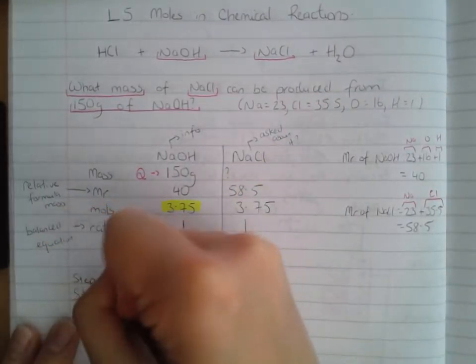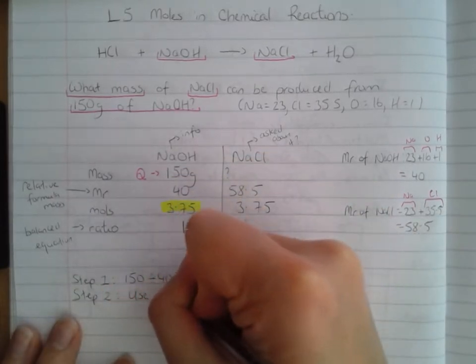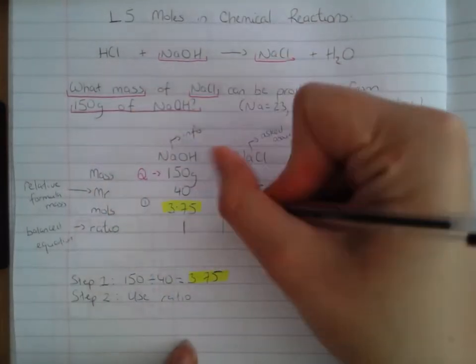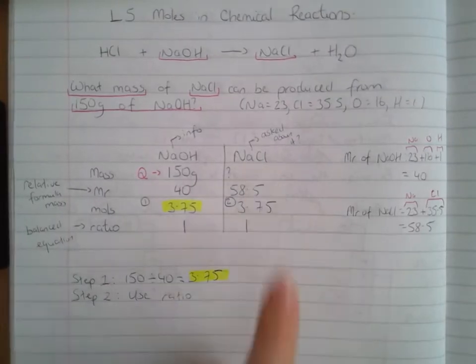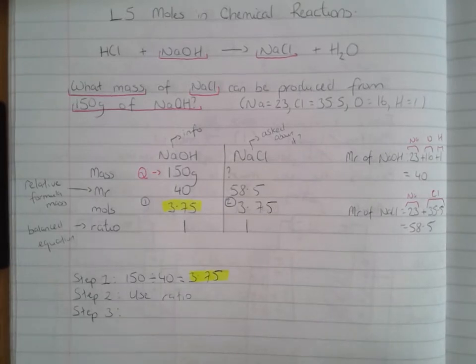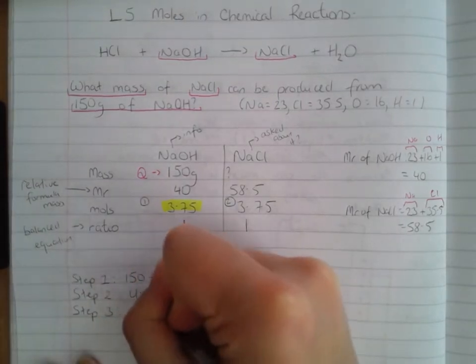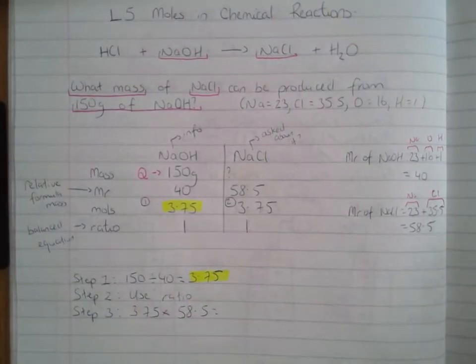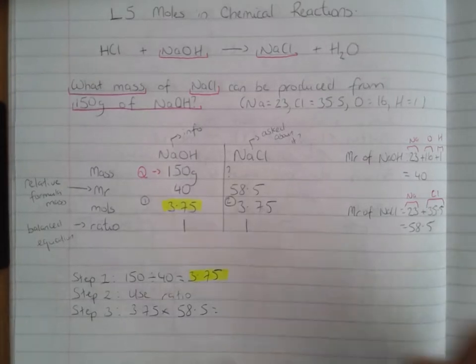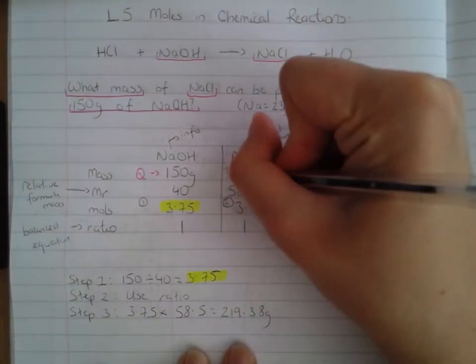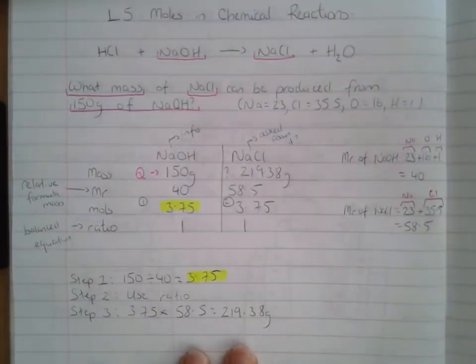So your step 2, again, is just use that ratio to fill in your moles. And that's going to be your step 2. So this is step 1, and this is step 2. And now we've just got one more box to fill in, which is going to be our step 3. And in step 3, you need to find the mass, and mass is always moles, which is 3.75, times formula mass, which is 58.5. If I do that calculation, I get 219.38 to 2 decimal places.